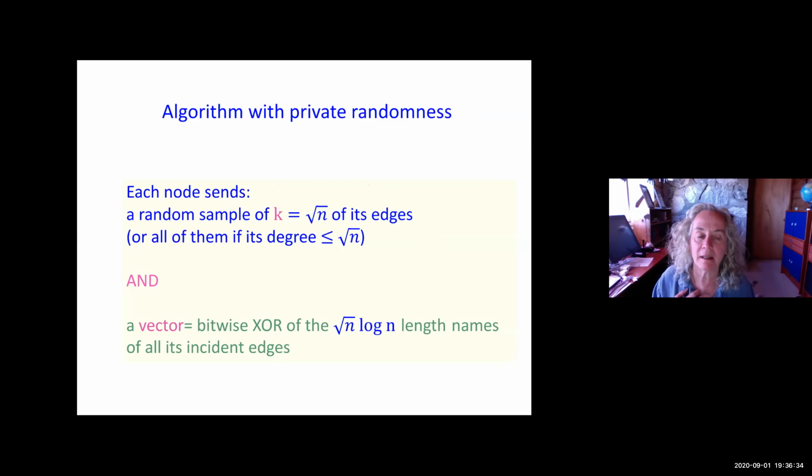Okay, so with that, here's the algorithm. Each node sends a random sample of square root n of its edges to the referee. That takes log n bits per edge.